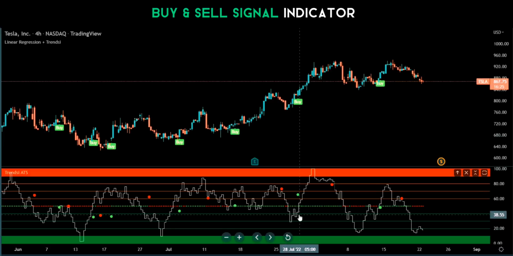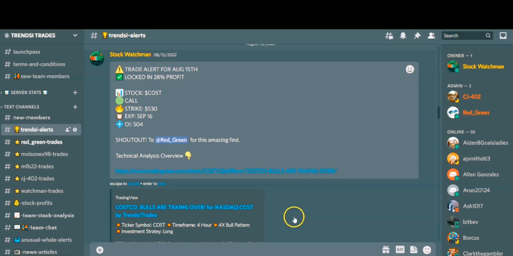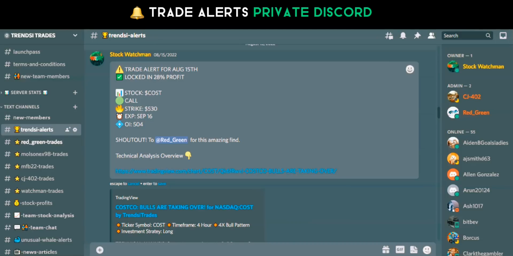Now let's take a look at how we alert our community in our Discord. Welcome inside our private Discord for Trendsi Trades. This is an example of a trade alert sent on August 15th, 2022, playing Costco calls that netted a 28% profit. Let's break it down.